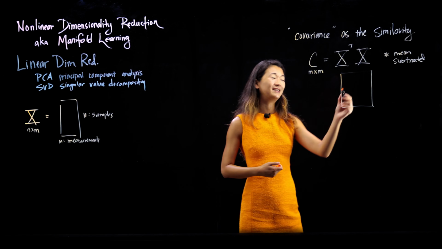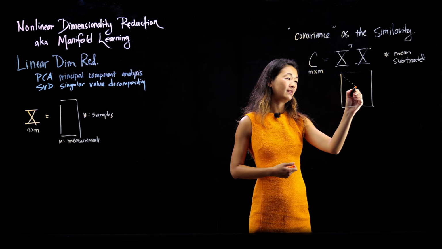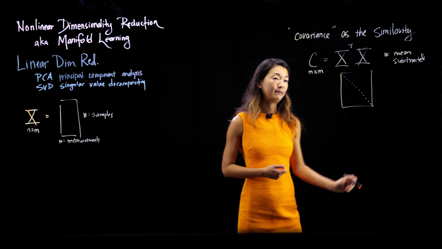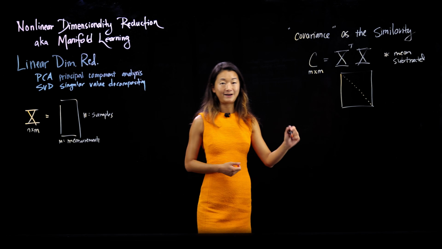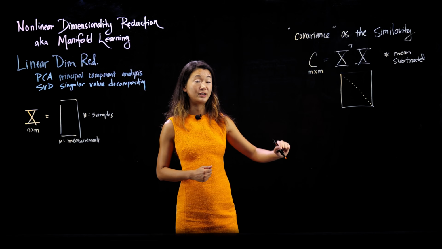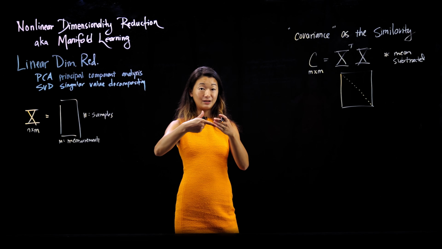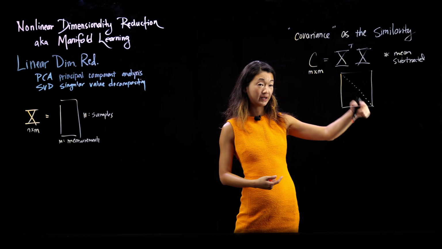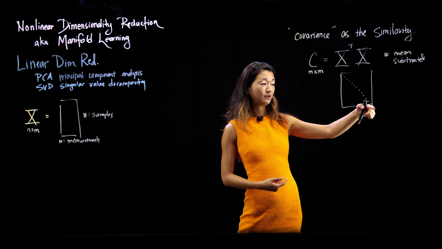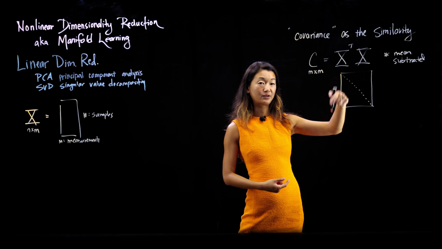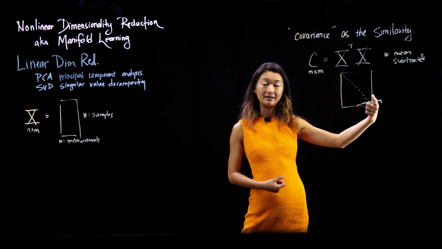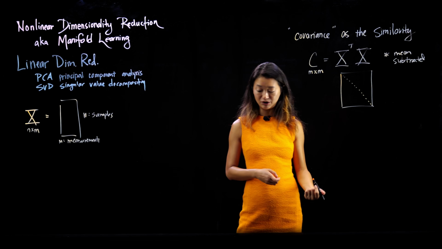Oh, one more thing, just as a reminder, the diagonal of my m square covariance matrix is in fact the variance of every single measurement by itself, right? Because that's what every measurement column times itself is. That becomes the actual variance in every single measurement. And all the off-diagonal terms are the covariances, the pairwise covariances between every measurement and every other measurement.